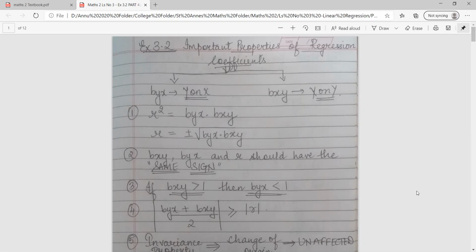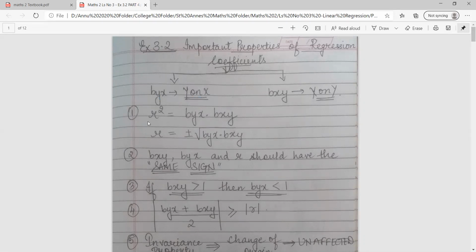So pay attention. Important properties of regression coefficients. As you know, there are two types of regression coefficients. Number one, BYX, and second, BXY. BYX is also called Y on X and BXY is also called X on Y.